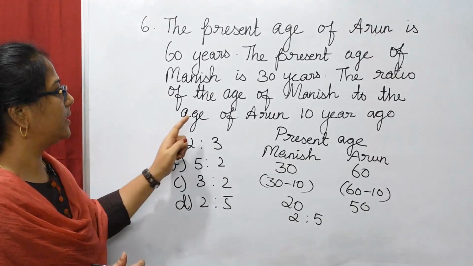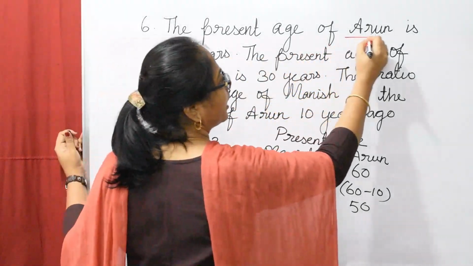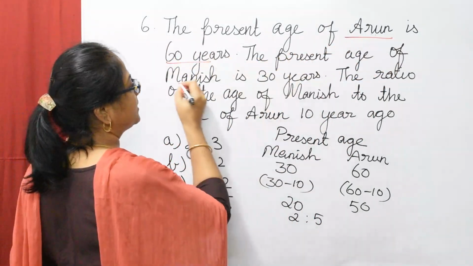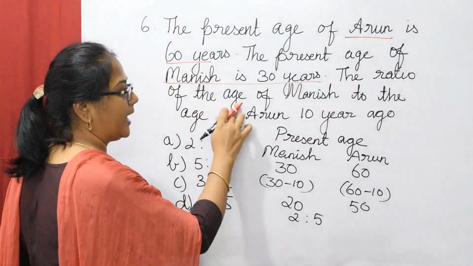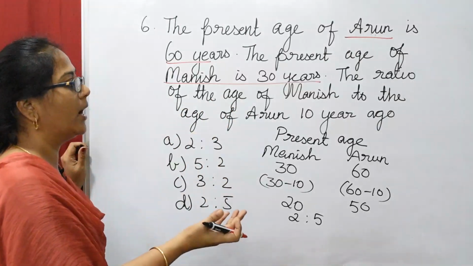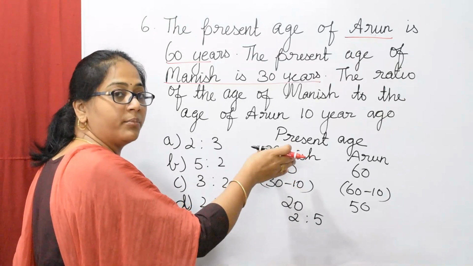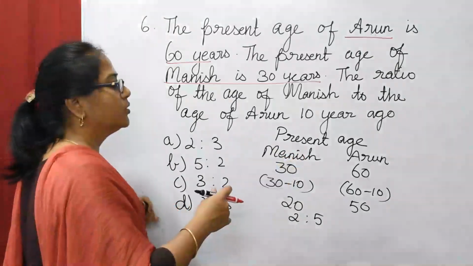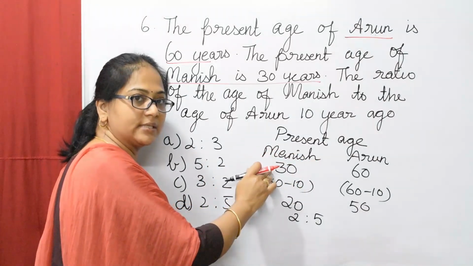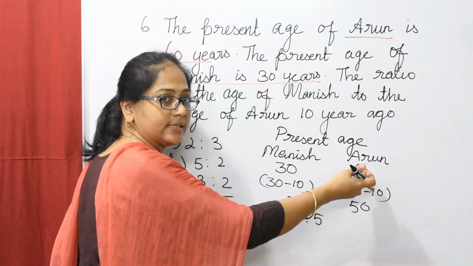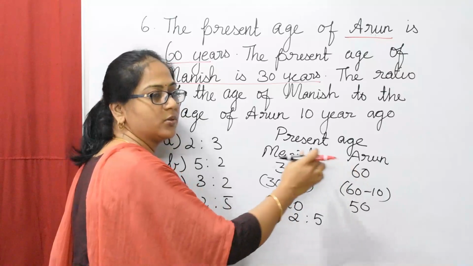Understood, students? See, the question they have asked is the present age of Arun is 60 years and present age of Manish is 30 years. Now the ratio of age of Manish to Arun. So we have to first write Manish's age here. Manish is 30, Arun's age is 60. When Manish is 30, Arun's age is 60. So 30 is to 60.